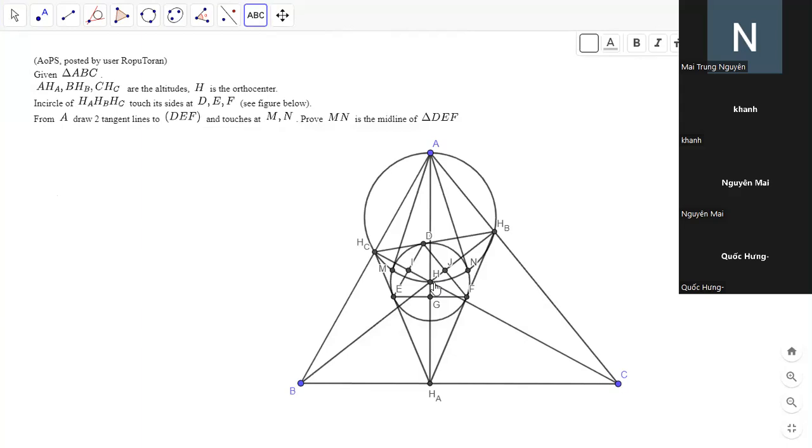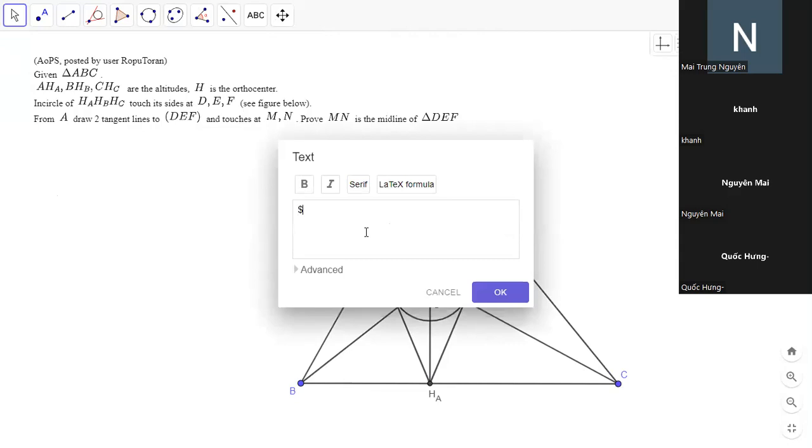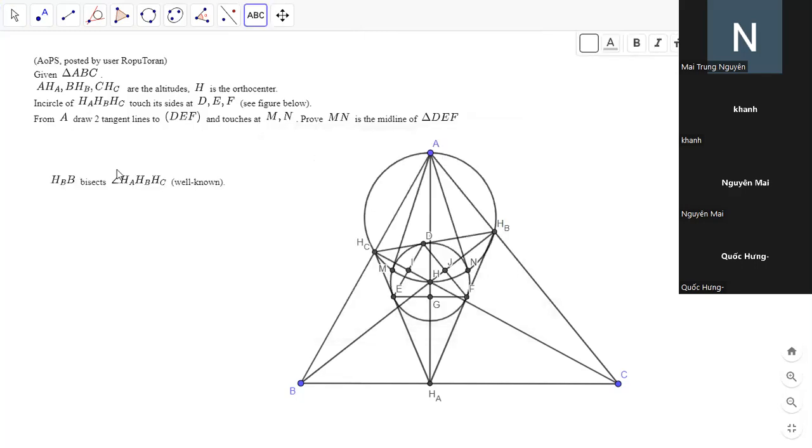So H is the incenter of HAHBHC. So first of all, I'll start out by saying this. HBB bisects angle HAHBHC. So that's well known. So H is the incenter of HAHBHC.